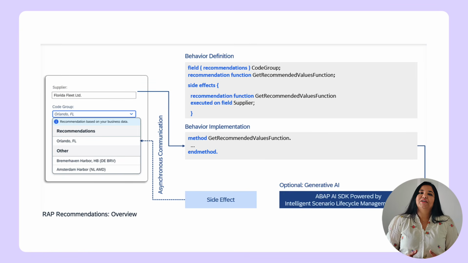I will be showing a demo for implementing deterministic rules to propose recommended values for an equipment purchase request form. Additionally, we will also see ABAP AI SDK implementation along with it in a slightly different way, not as a recommendation, but for providing a summary of a product feature using side effects. So let's get into the demo.